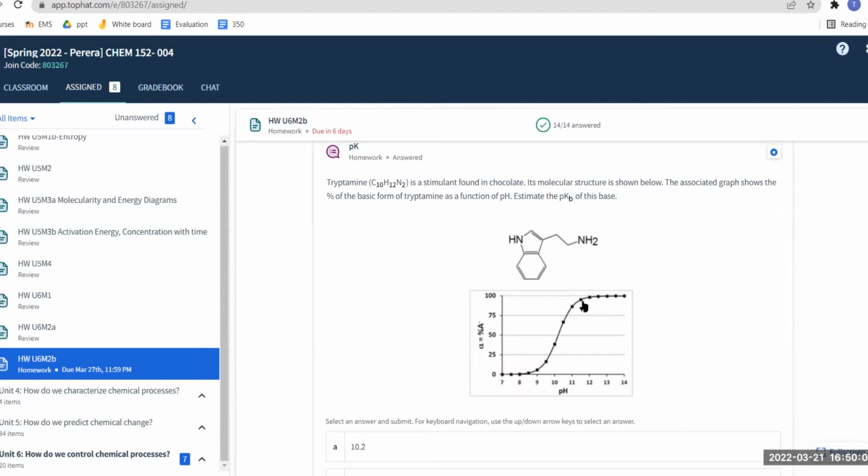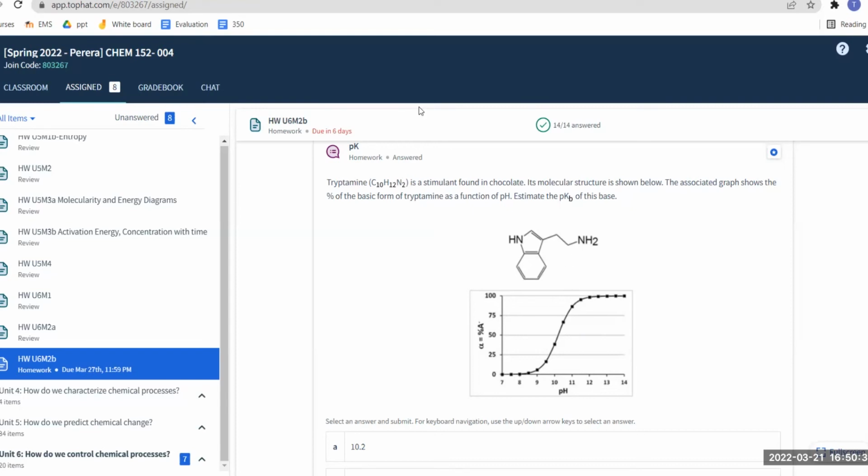All right, let's think about this. I know this is the base, but every base has its conjugate acid, and every acid has its conjugate base, right? Yes. So again, this is all about the Henderson-Hasselbalch equation.